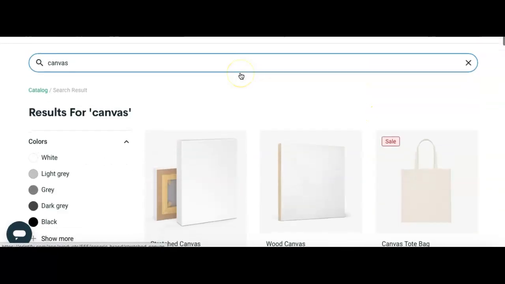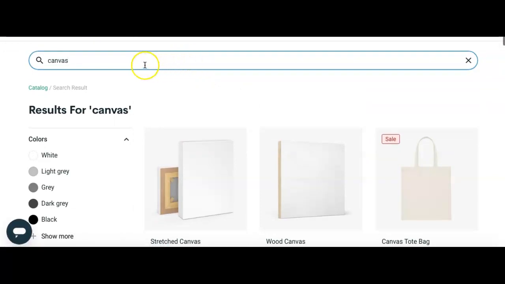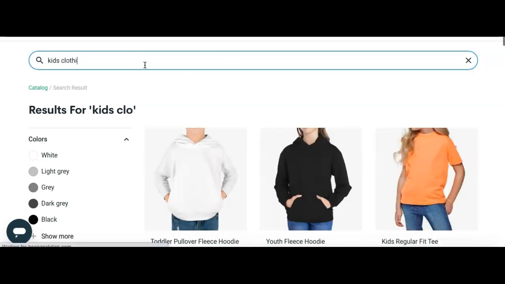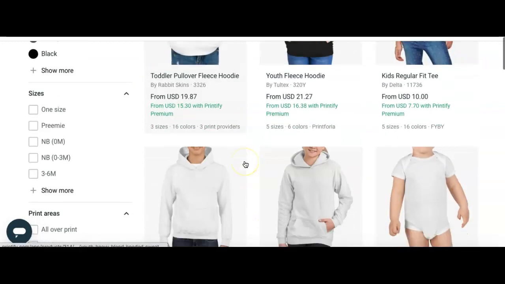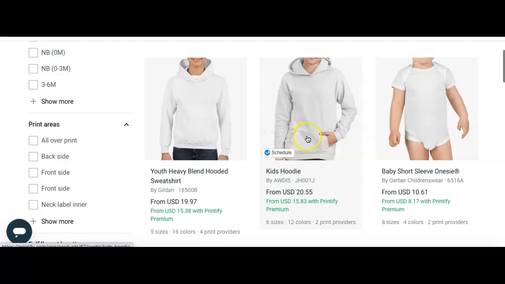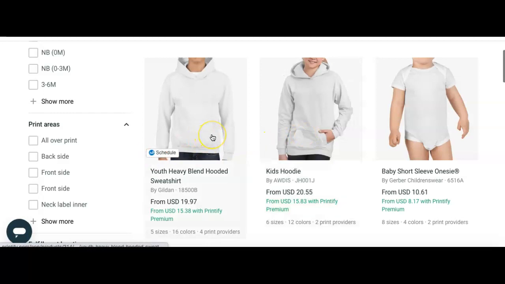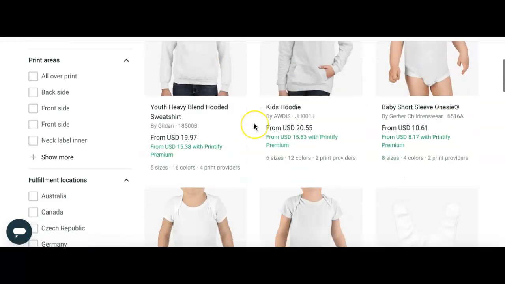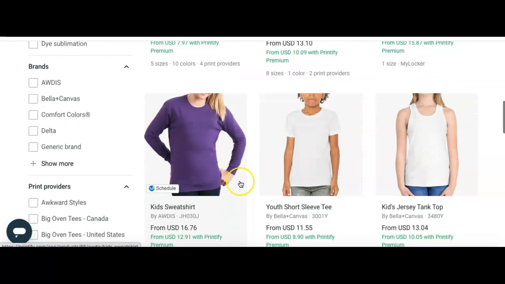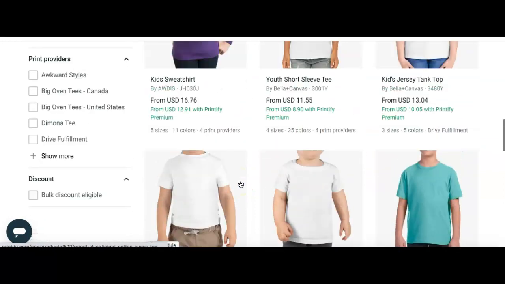You also have the option to print on kids clothing. Okay, this gave me adults. Okay, right here they have onesies. They have little hoodies for toddlers and older kids. But here you go. You got onesies. You got bibs here. So, like I said, the options are endless.